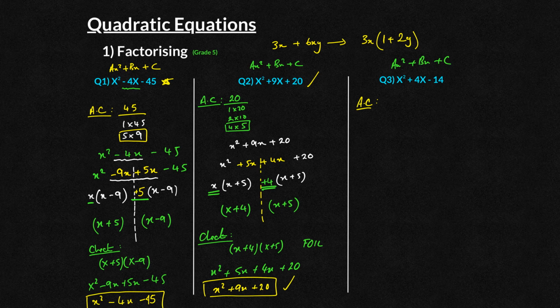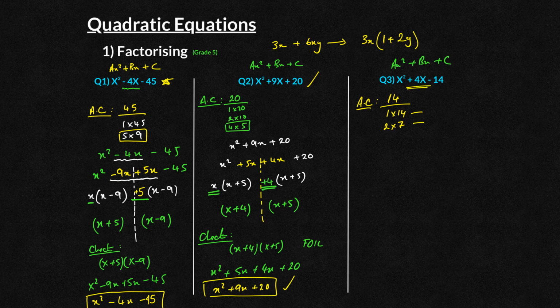Okay, make sure you actually remember to do the 2 or 3 or 4, wherever it may be. So a times c, that's going to give us 14. Same technique, list the factors. So 1 times 14, 2 times 7, and that's all we can do. So if you're looking at these numbers here, we need to somehow make positive 4x.